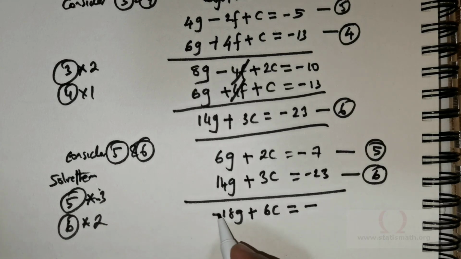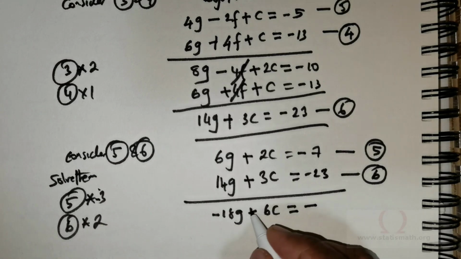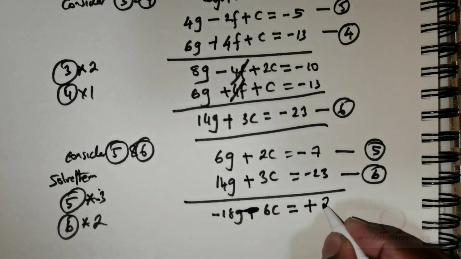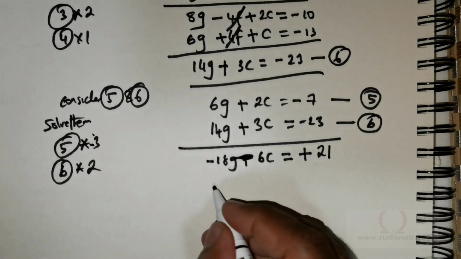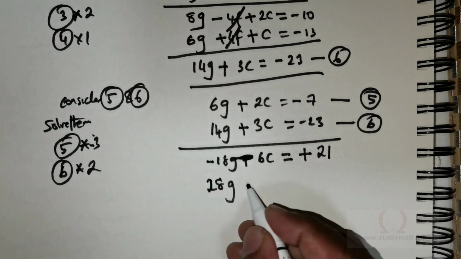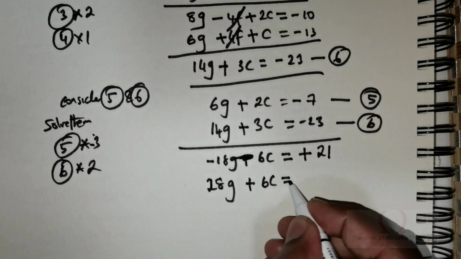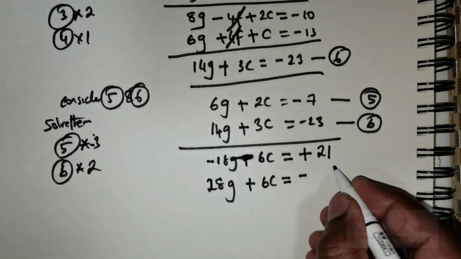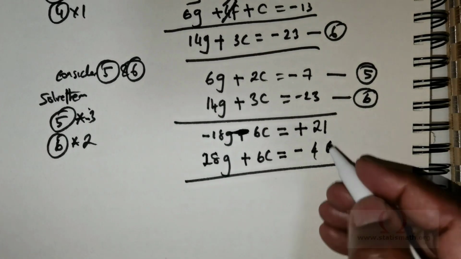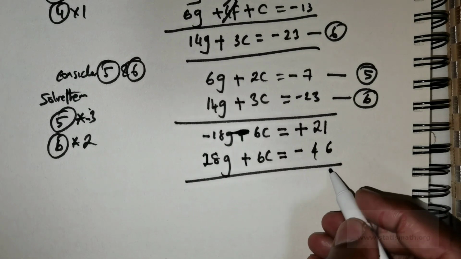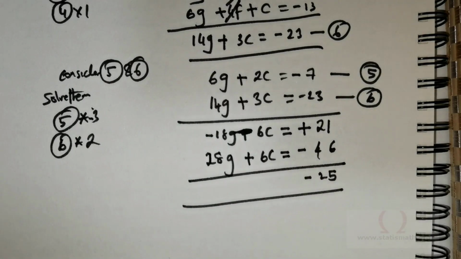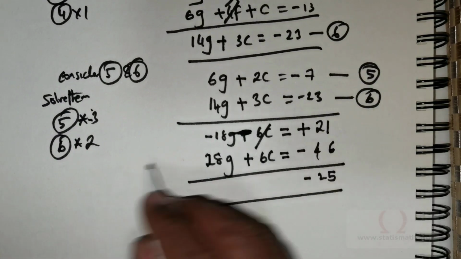Now when I do that, this will be automatically negative, and this will also be automatically negative. Okay, and this will become positive 21, and this is going to be 2 multiplied with 14, that's going to be 28g plus 6c is equal to negative 46. So this is what I've got. So now if I were to add 21 here, that will give me 25, negative sign of 46. I'm not changing any signs here. So just adding the equation.